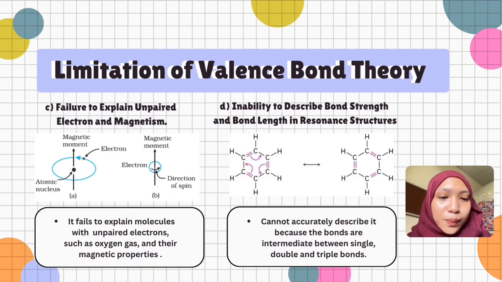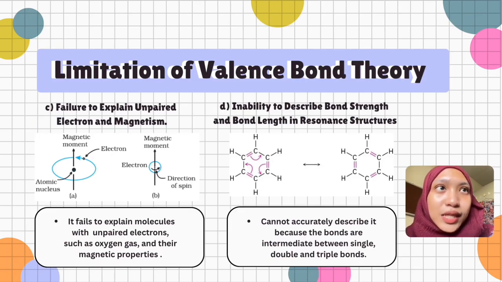Okay, the third one is failure to explain unpaired electrons and magnetism. VBT only gives a poor explanation of magnetic properties. It cannot clearly explain why some compounds are paramagnetic while others are diamagnetic. For example, oxygen gas is paramagnetic, which means it is attracted to a magnetic field. This is because oxygen has two unpaired electrons. However, VBT cannot explain this behavior correctly, because it assumes that all electrons are paired in a covalent bond. This shows that VBT gives a poor explanation of the magnetic properties of molecules.